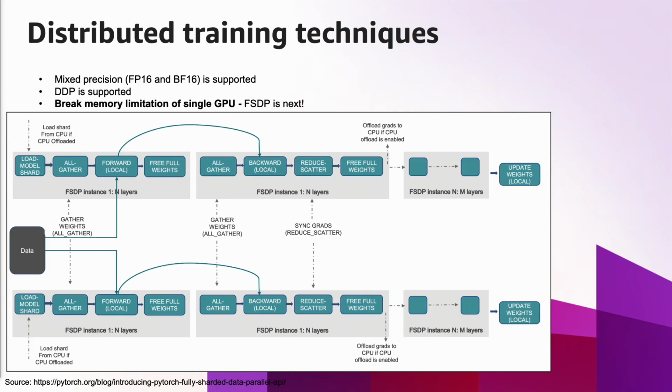In Trainium, we support mixed precision with FP16 and BF16, and DDP is also supported. If you want to go even further with multiple-instance training, FSDP is also supported by the Neuron SDK, which is the SDK we use to train ML models on Trainium.